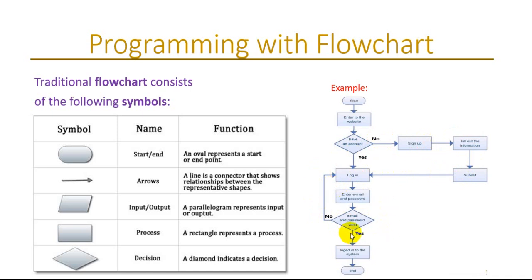Here the arrow is used to go down. Here something is being done. This is a process. This is a process, this is a process, this one is a process, all are rectangles. Only these two are decisions. Diamonds. These are decisions.